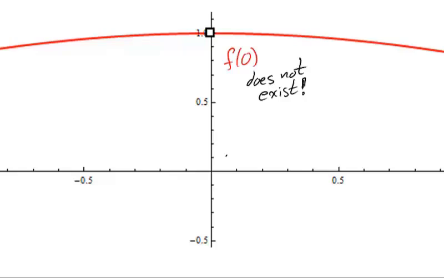However, there continues to be a hole in the function at x equals 0, as f of 0 is not defined. That is, f of 0 does not exist, but as x gets closer to 0, f values get closer to 1.